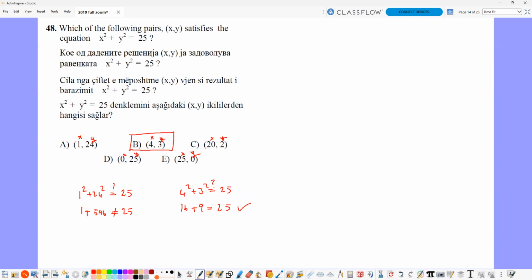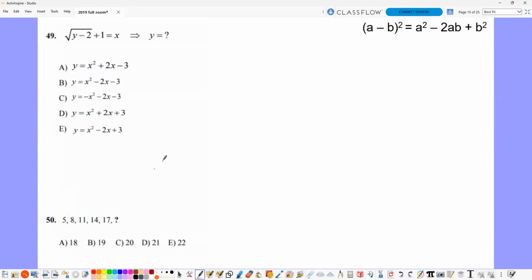The next one is going to be, here we have a radical expression. To get rid of the radical expression, we are going to move the 1 to the other side first. We are going to leave the radical expression on one side, and then we are going to get the square of it. On the other side, the rest of the terms. Which means that the square root of y minus 2 should be equal to x minus 1. This is the first step.